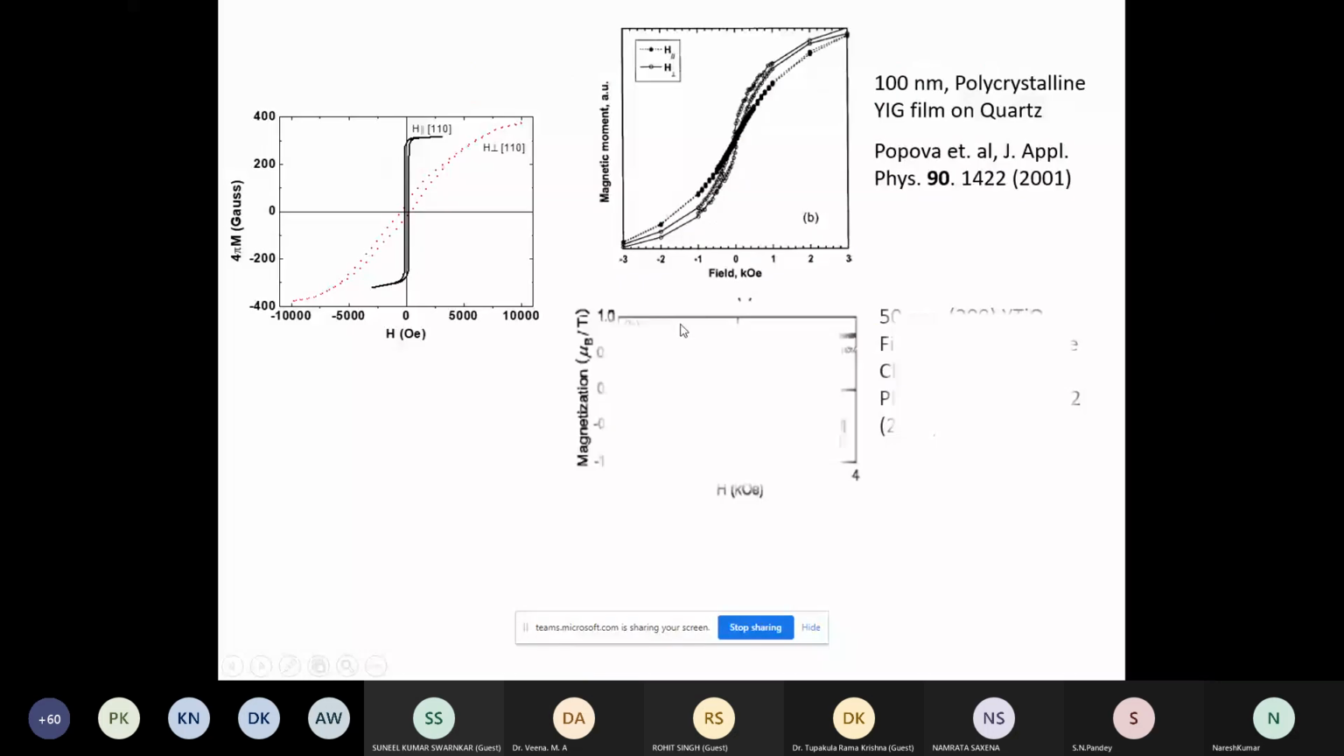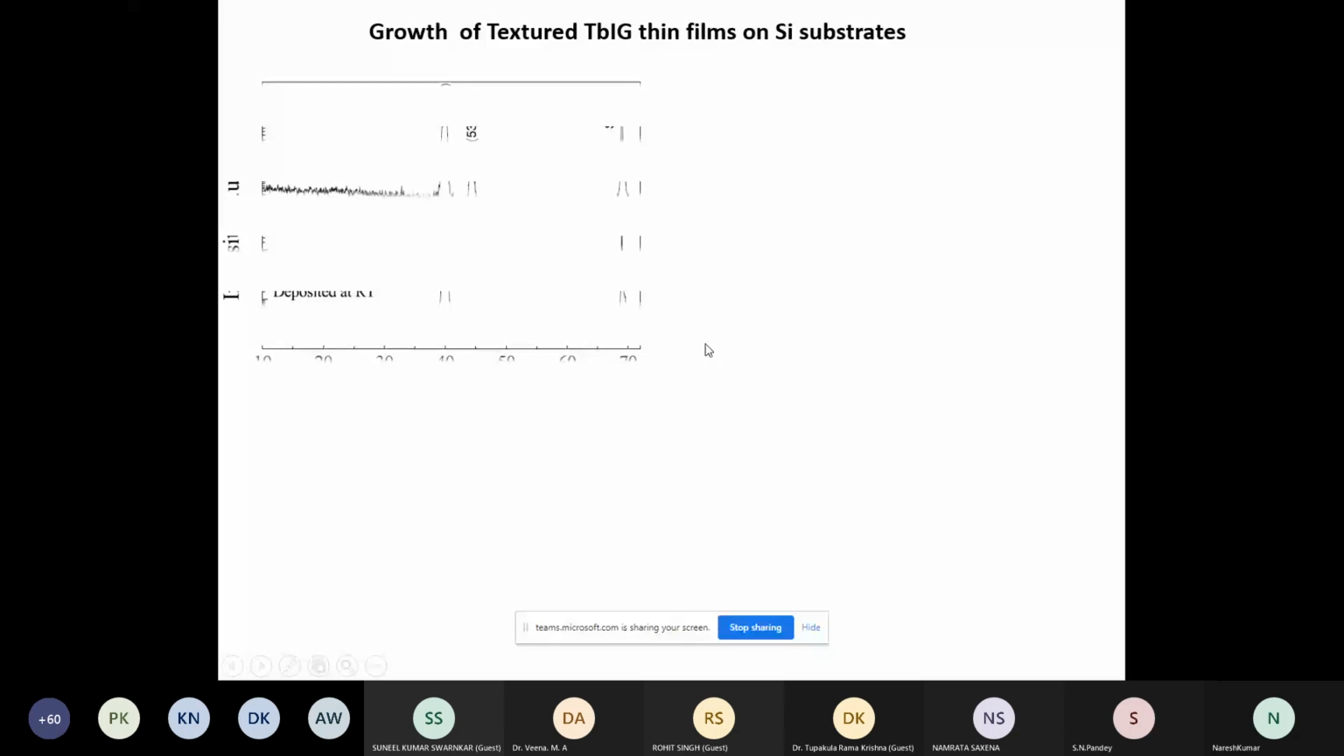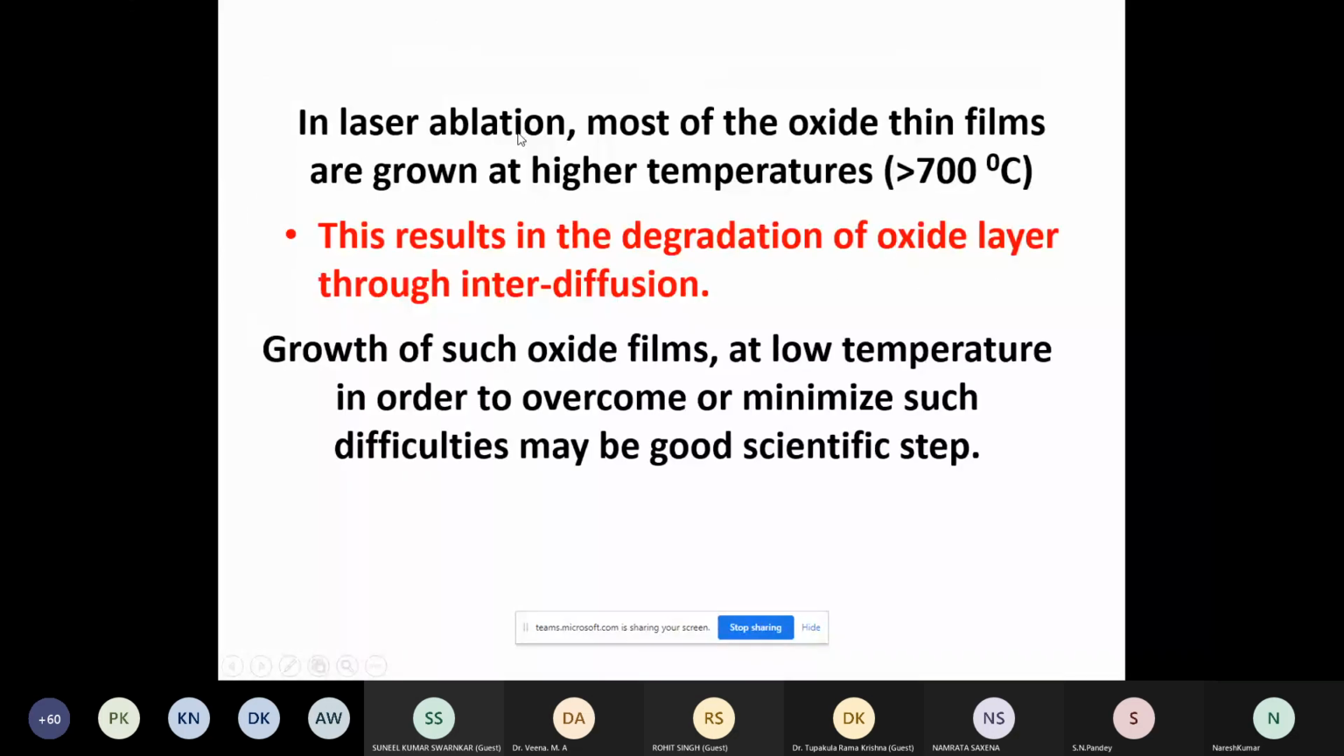Just one more slide I wish to show, I think that would be important. One or two slides I will be looking at. I just said that in laser ablation, oxides are grown at high temperature, more than 700. So can we minimize or overcome this issue?